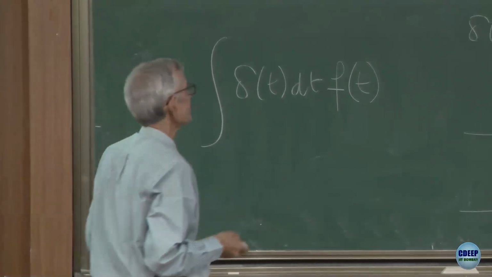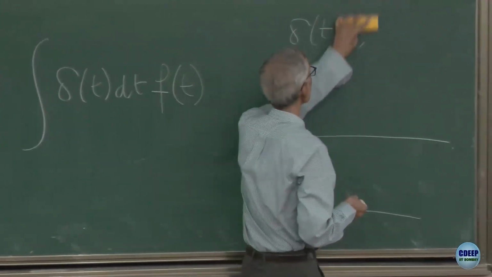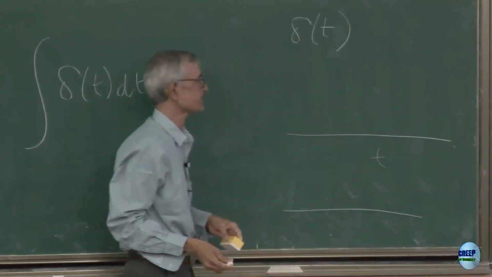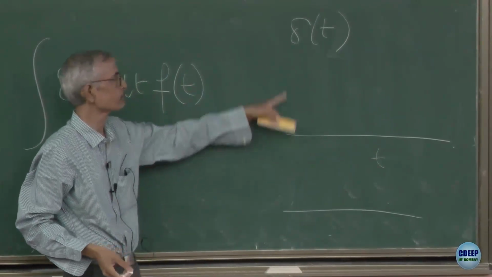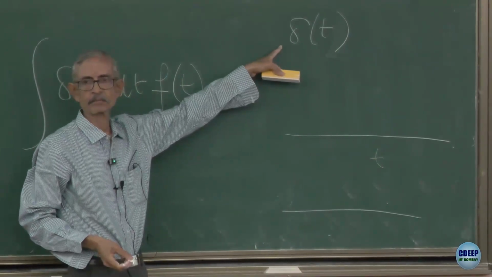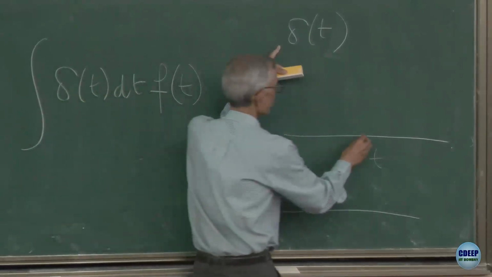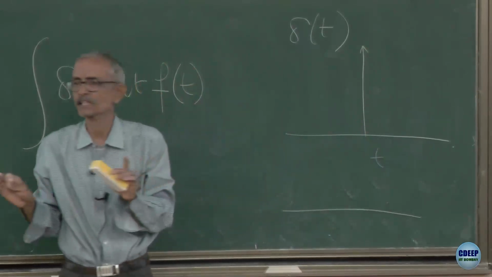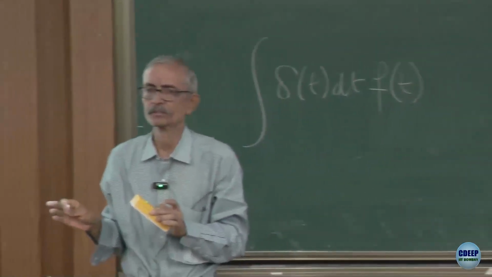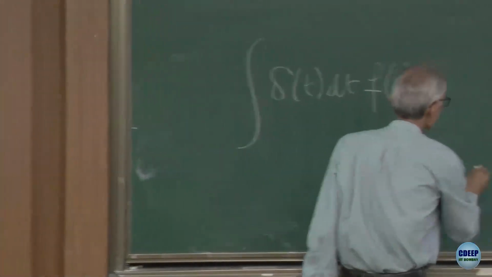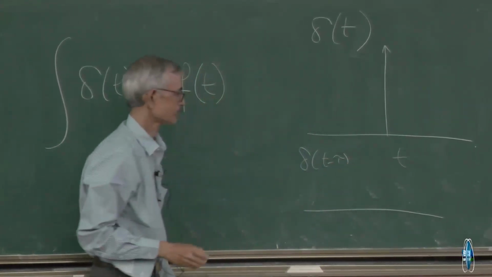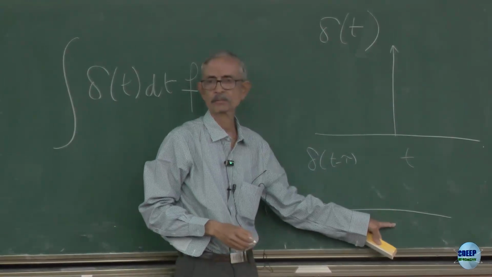So if I have some kind of a t scale, where is this guy going to blow up? This delta function? At t equal to 0. So at t equal to 0, it's going to go to a very large number. What that large number is, I'm not concerned about as of now. Okay, what is delta(t minus tau)? Where will this guy blow up?